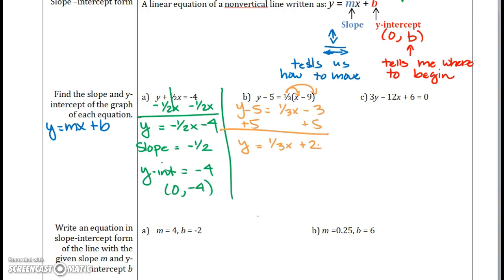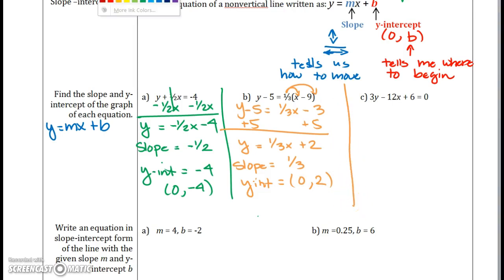Okay, y is by itself. I'm in slope-intercept form. Remember, it was y equals mx plus b. So what's my slope? It's like the m, it's 1/3. And what's my y-intercept? It's not 2. What is it as a coordinate? 0, 2. That's it, beautiful people.